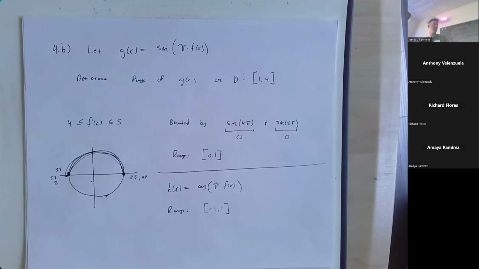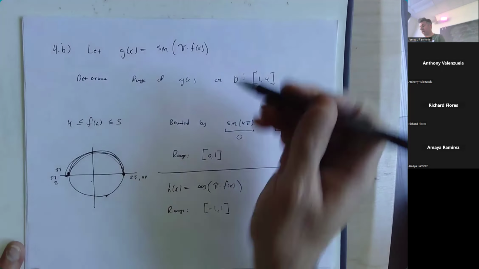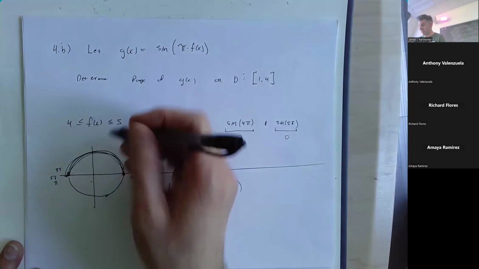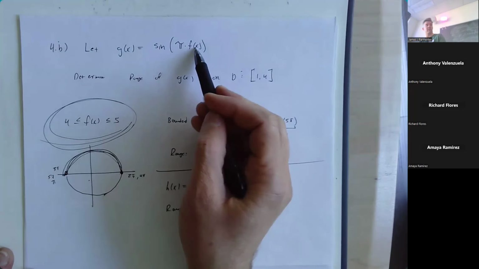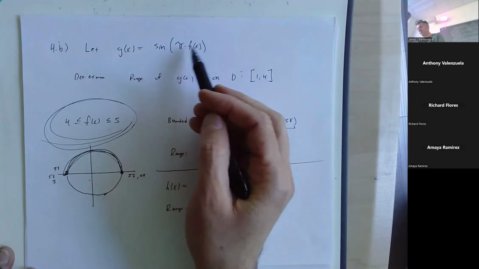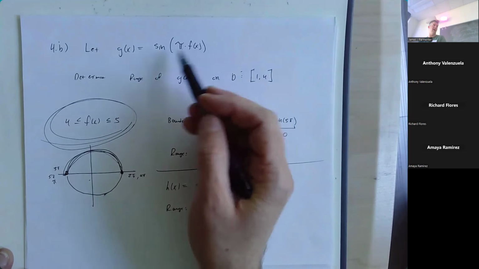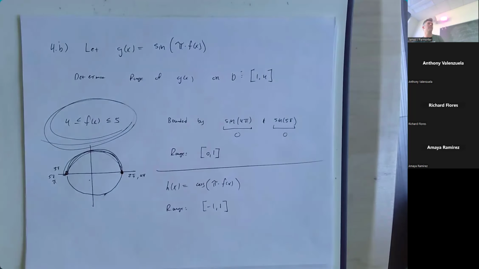Where did you get 4 pi and 5 pi from? Sure. So the original question was sine of pi times f of x, where the range of f of x was between 4 and 5. Oh, so then we're just taking f of x going from 4 to 5. So pi times f of x goes from 4 pi to 5 pi. Other questions about this?